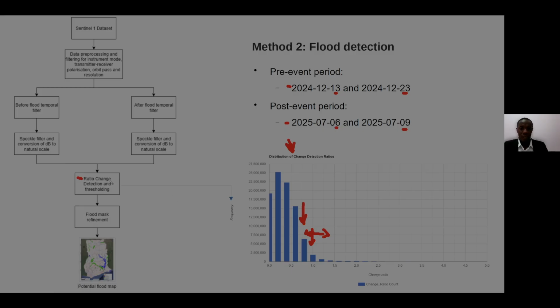After doing the ratio and then the thresholding, we then refined the flood mask. We excluded permanent surface water bodies from the flood map, and then we excluded areas that have elevations above 330 meters above mean sea level, and then we also excluded areas that have slopes more than 10 degrees in order to have the final flood map.